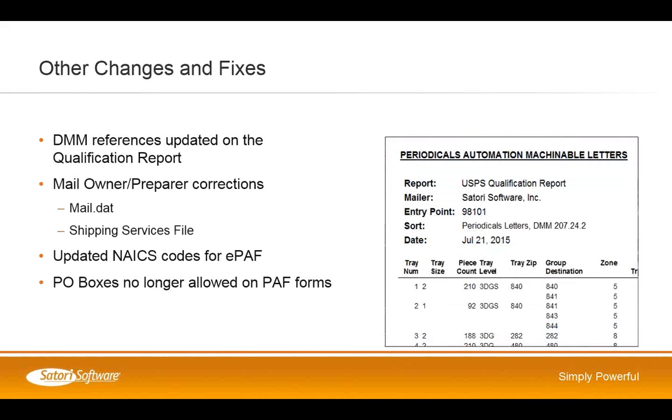All right. So let's talk a little bit about some of the other things that we've changed in this version of bulk mailer. The first one is we've updated all the DMM references. One of the interesting things that the post office did earlier this year was they took the DMM and, I don't want to use the term optimize, but they in theory made it smaller. They took a lot of the redundant language out.